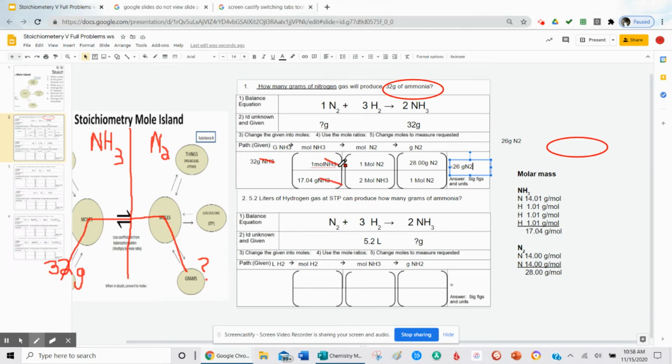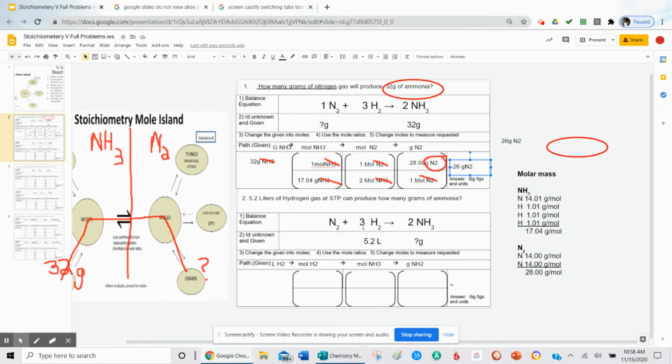Moles of ammonia cancel out. Moles of nitrogen gas cancel out, and I'm left with grams of nitrogen gas. So that's how you do that one. And now we'll do the next one together.